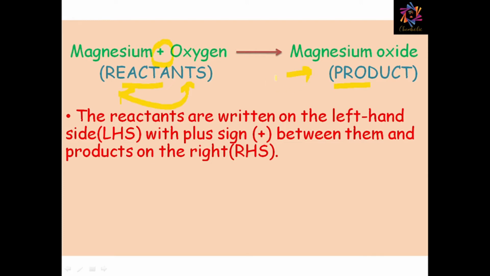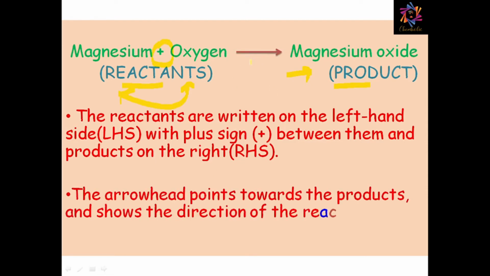The arrow between them shows the direction of the chemical equation. That means the reactants actually react together and they form the product in the end. So guys, now you know how we write the chemical equations.